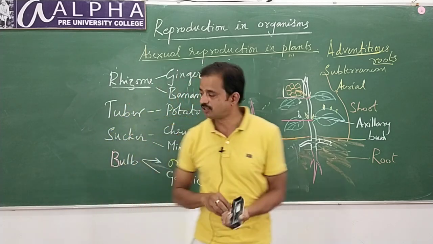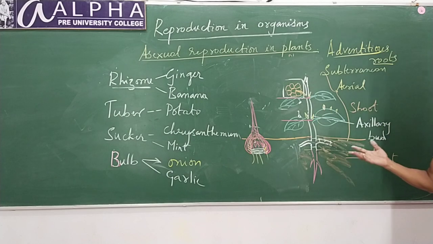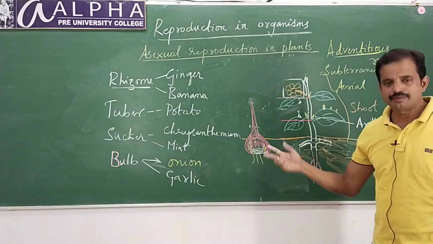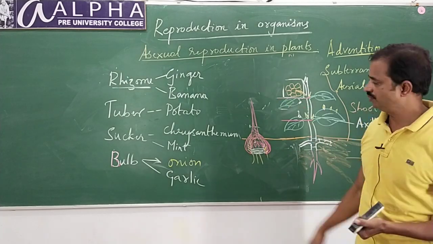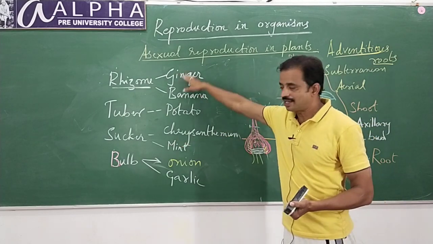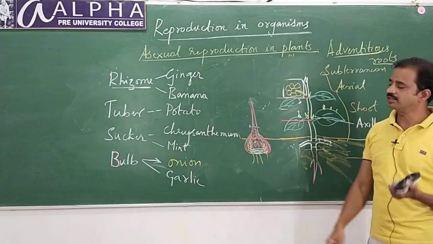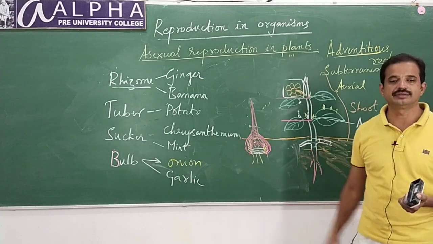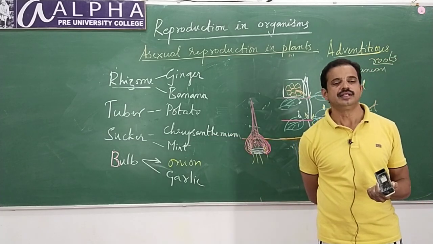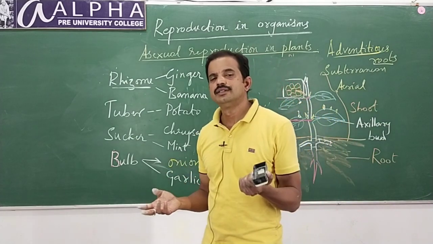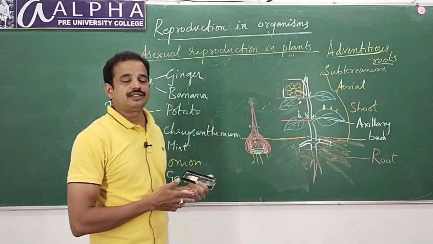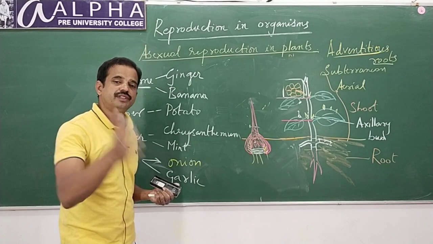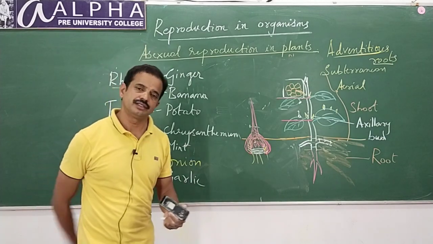The question is similar to those types for which I gave examples for the first three modifications. Name the vegetative propagule of onion, garlic. What is your answer? Bulb. Give an example of a plant which reproduces with the help of the bulb. What is your answer? Onion, garlic.